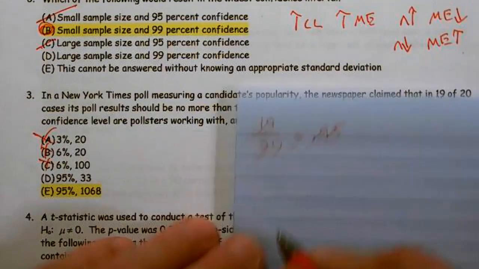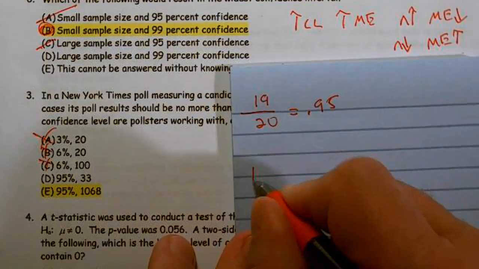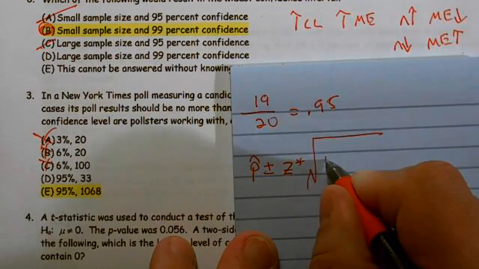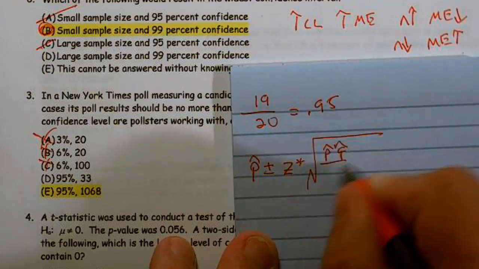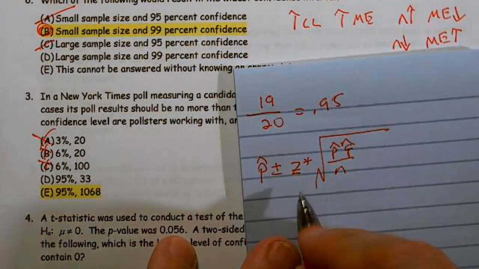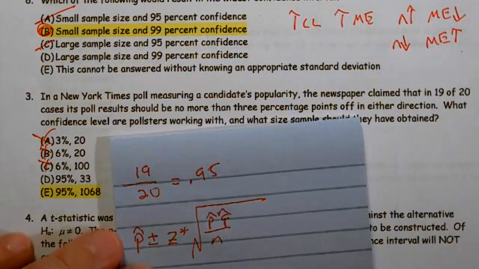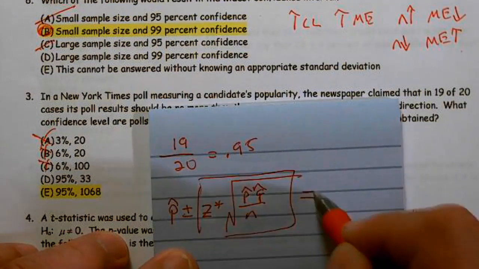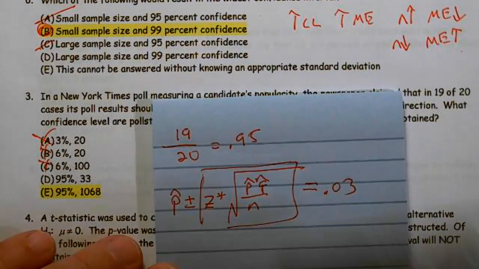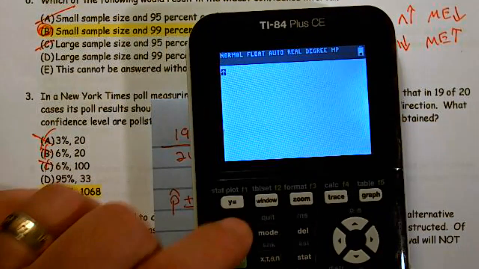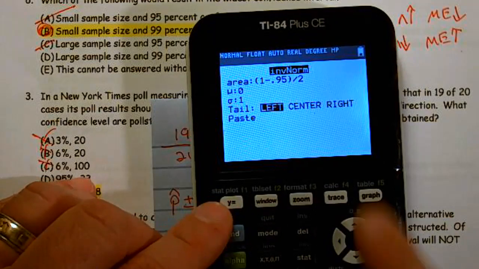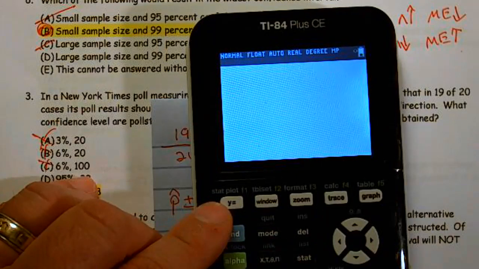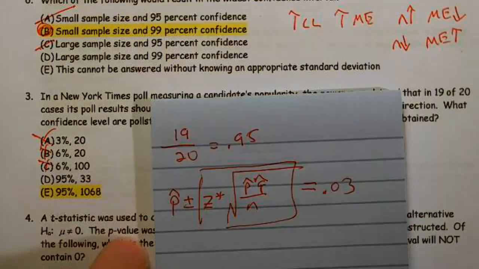So let's go ahead and write our confidence interval formula. P hat plus or minus Z star square root of P hat, Q hat, over N. All right, so I know that I can calculate Z star, and I know that my margin of error, or this part of it, equals 0.03. So let's go ahead and calculate Z star real quickly. Second vars, inverse norm, 1 minus 0.95 divided by 2, mean is 0, standard deviation of 1. And we end up getting 1.96 for our Z star.